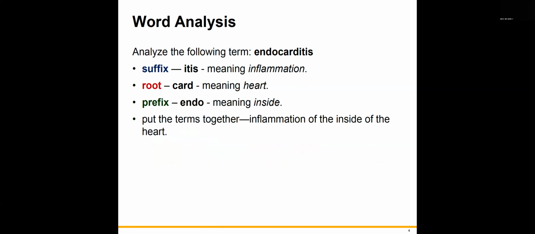More word analysis. So let's define the term endocarditis step by step. And let's try to make this as interactive as possible. If you want, freeze your video and try to do this on your own. If not, you can follow along. So again, we're starting with the suffix itis, which means inflammation of. Next, identify the prefix, which is endo, referring to inner or within. Finally, identify the root, which is card, which refers to the heart. Okay, putting it all together, endocarditis, meaning inflammation of the inner lining of the heart.